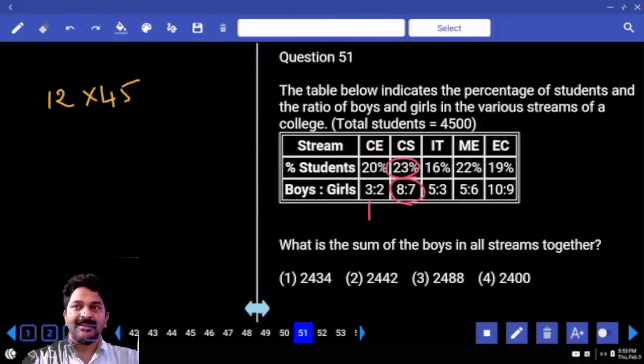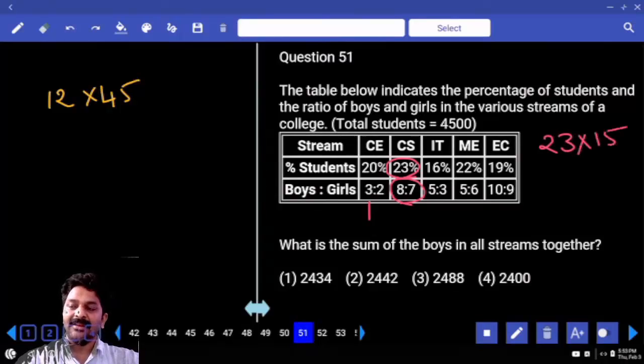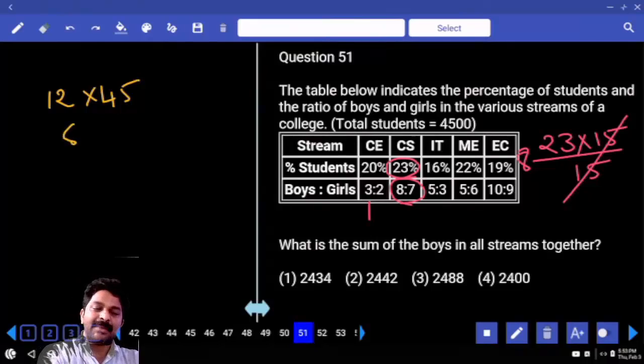23% cannot be directly converted. So if you convert into a number, 23 into 15, right? Now this is divided into 15 parts, where boys are 8 parts. 15, 15 cancel. This value becomes 8 into 23.